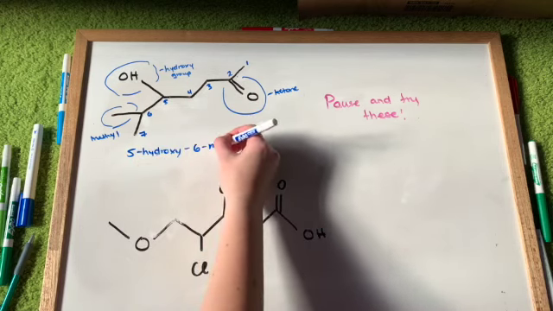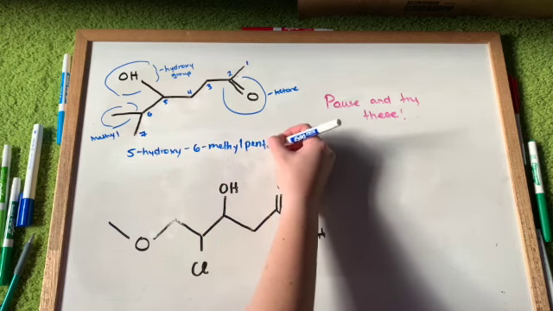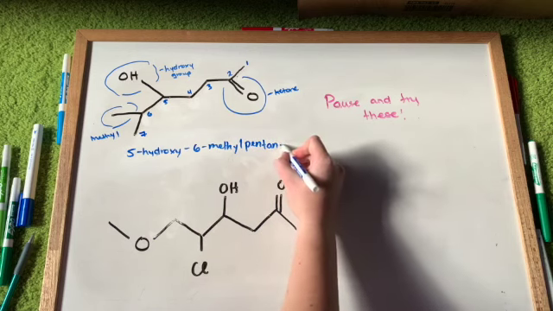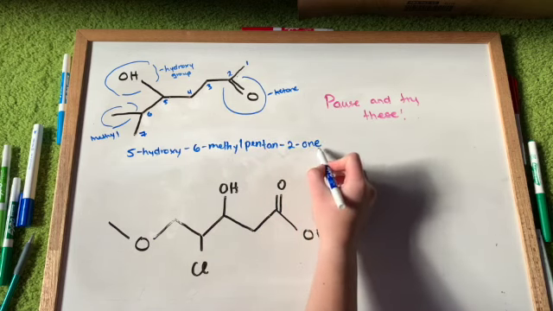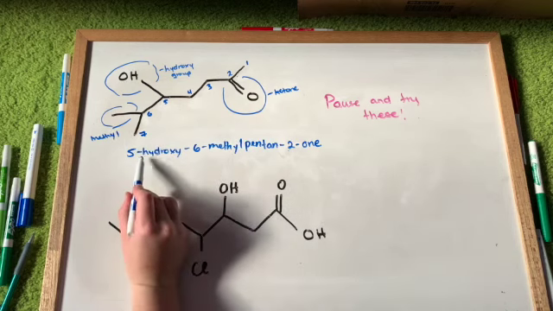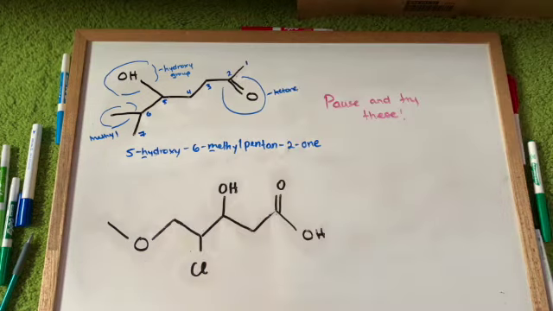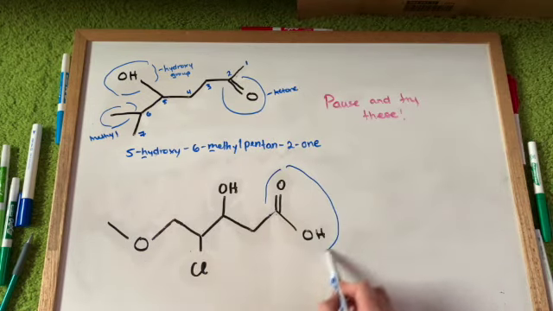So on carbon number 5, you have the hydroxy group. On carbon number 6, you have the methyl. And then it's a 7 carbon chain, so it's a heptan-2-one because of the ketone there. When you're naming it, it's important to keep in mind alphabetical order. Hopefully you've paused the video again to try the second compound.